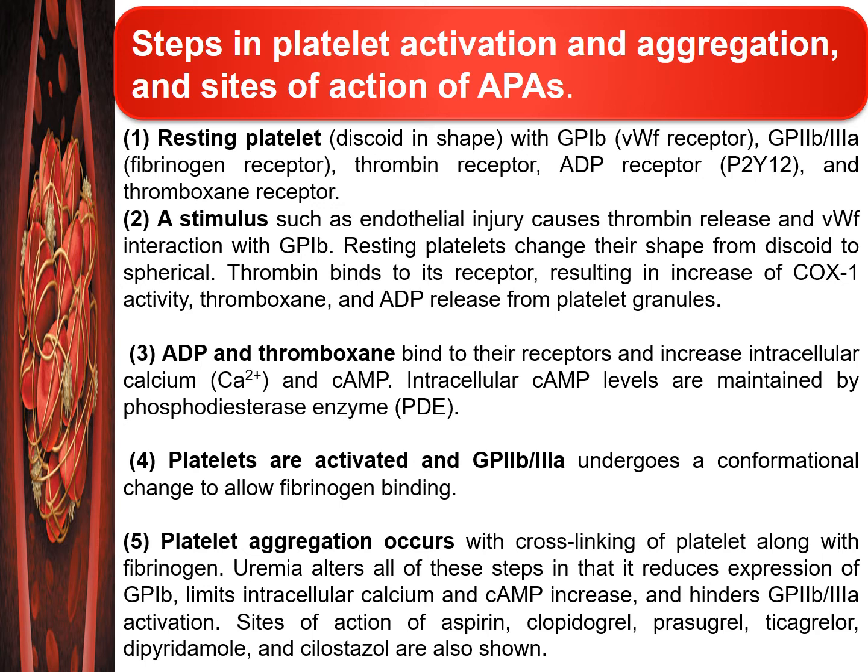Uremia alters all these steps in that it reduces the expression of GPIb, limits the intracellular calcium and cAMP increase, and hinders the GP2b and 3a activation. The sites of action of aspirin, clopidogrel, and these drugs are also shown here in this state.